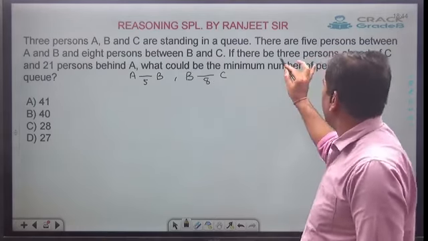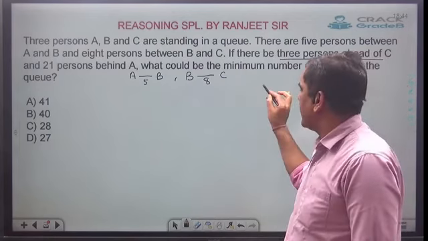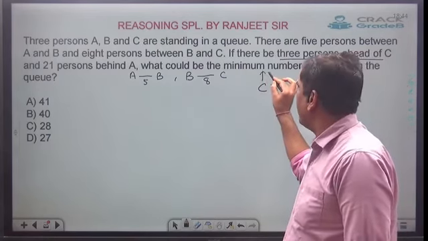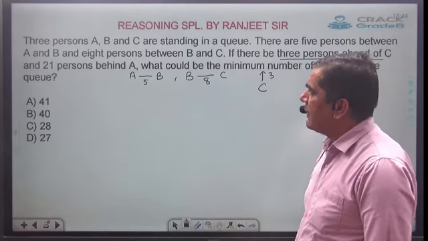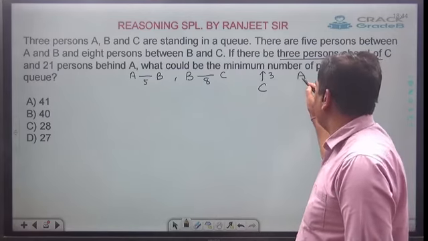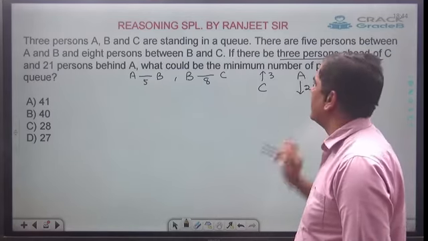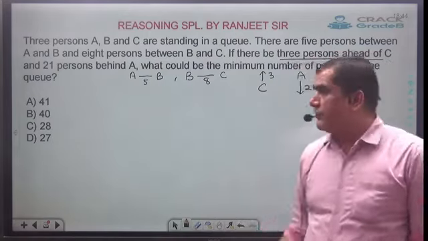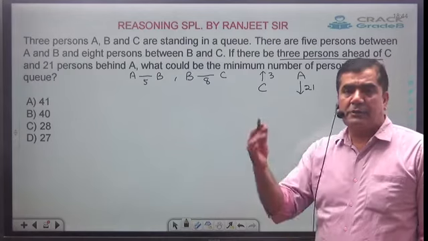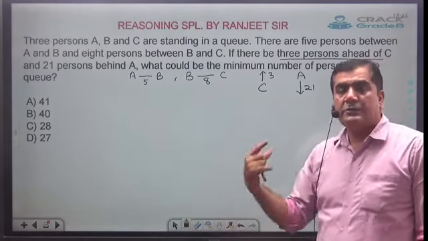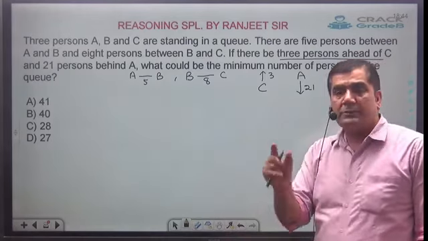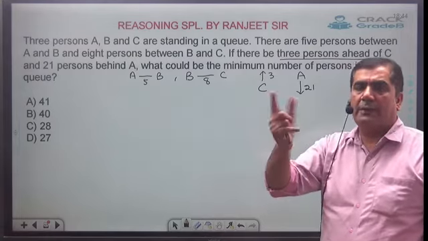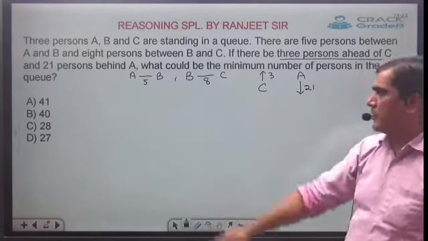If there are 3 persons ahead of C, ahead of C means above C there will be 3 persons. And 21 persons behind A. So behind A must be 21. So what could be the minimum number of persons they are asking? With this data, I need to arrange these 3 students such that some students must be overlapped. Minimum means overlap. Let's see how to go for this one.